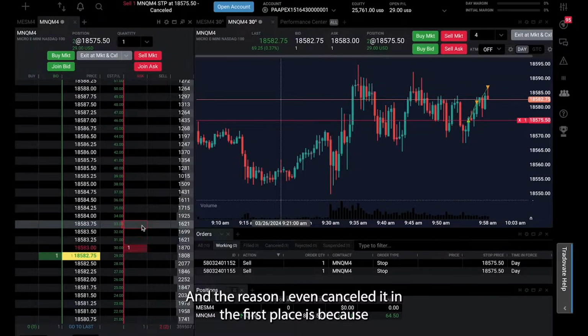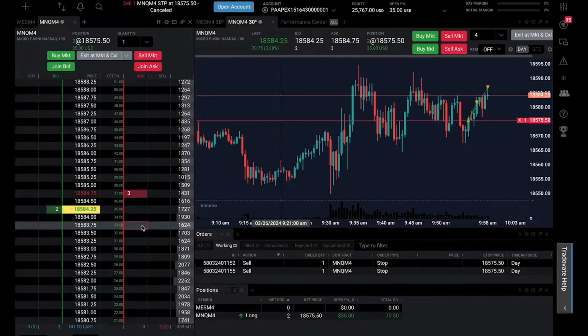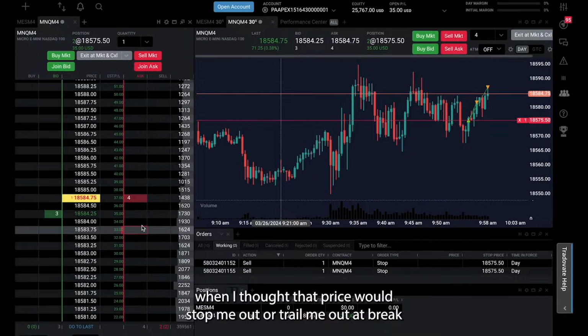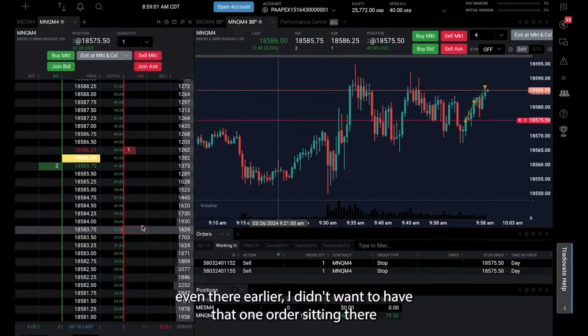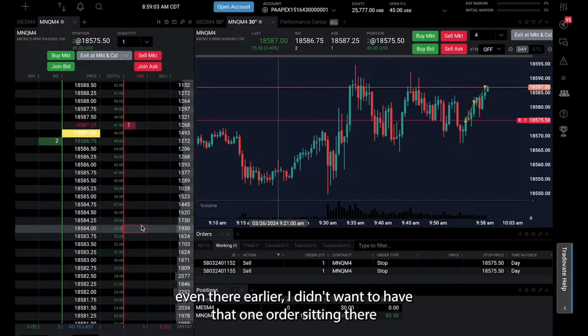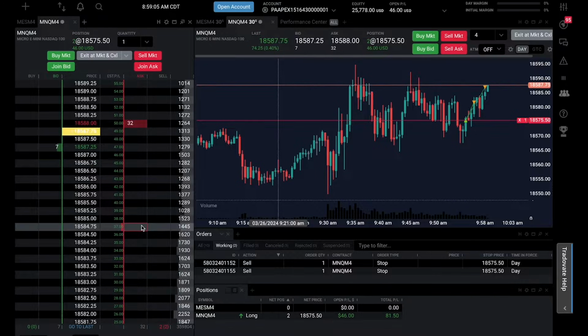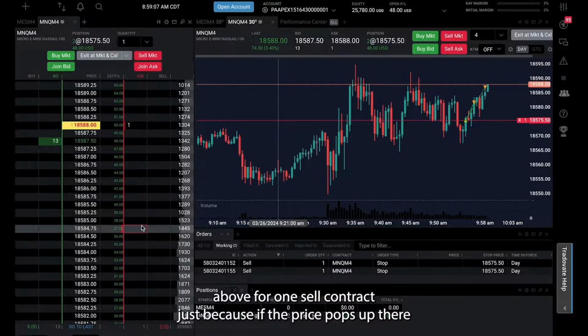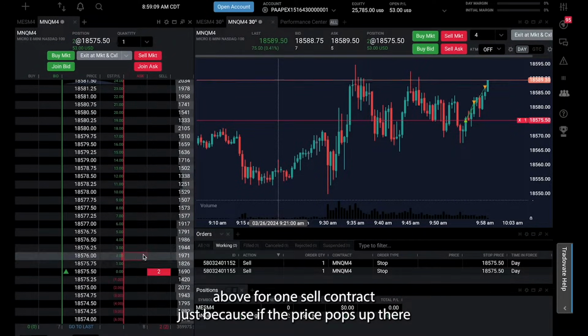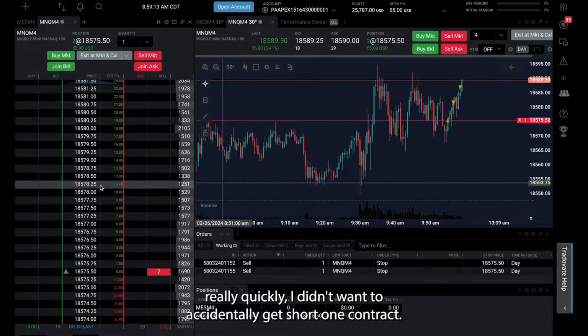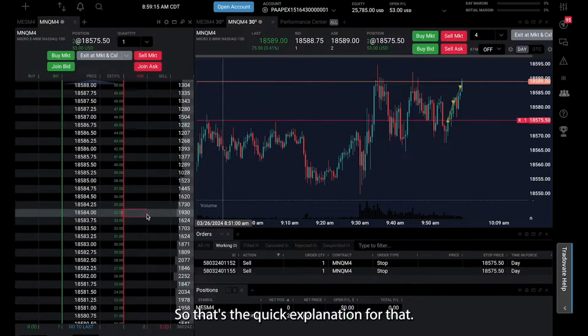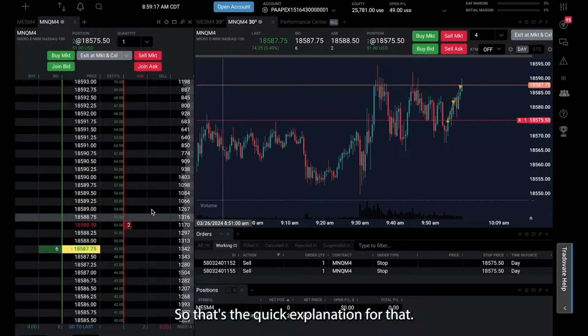And the reason I even canceled it in the first place is because when I thought that price would stop me out or trail me out at break even there earlier, I didn't want to have that 1 order sitting there above for 1 sell contract, just because if the price pops up there really quickly, I didn't want to accidentally get short one contract. So that's the quick explanation for that.